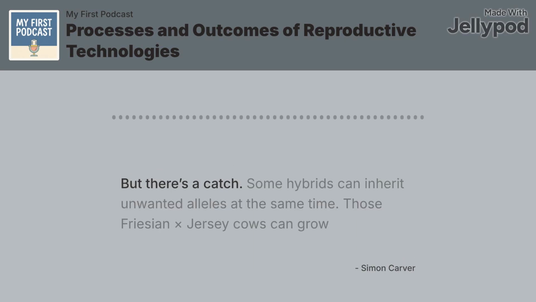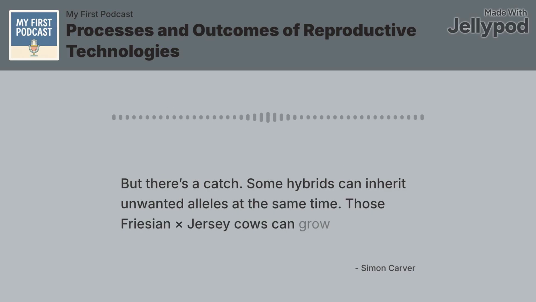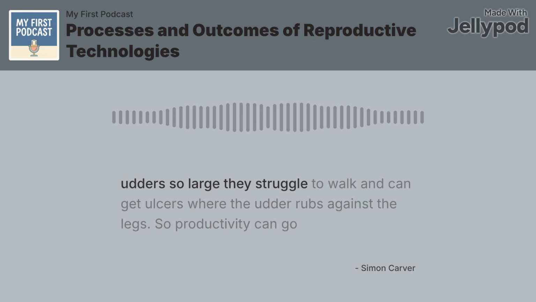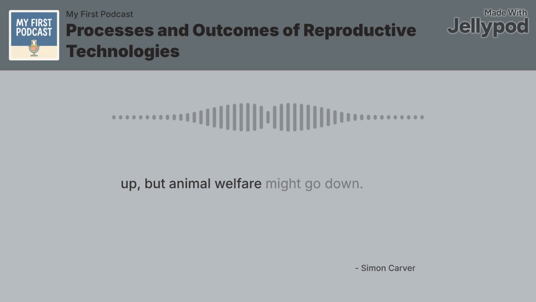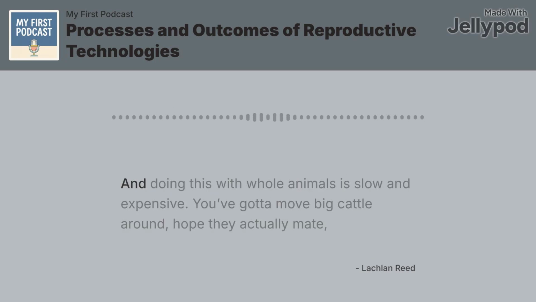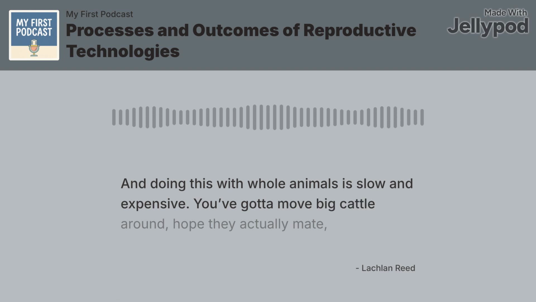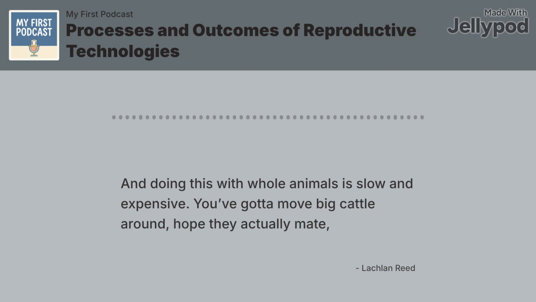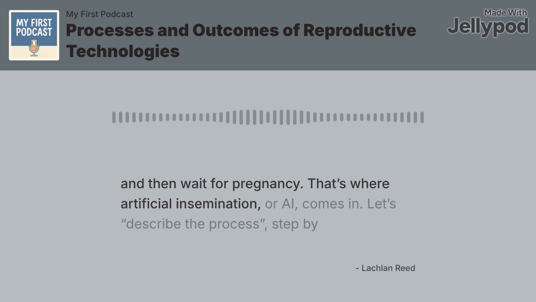But there's a catch. Some hybrids can inherit unwanted alleles at the same time. Those Frisian times Jersey cows can grow udders so large they struggle to walk and can get ulcers where the udder rubs against the legs. So productivity can go up, but animal welfare might go down. And doing this with whole animals is slow and expensive. You've got to move big cattle around, hope they actually mate, and then wait for pregnancy. That's where artificial insemination, or AI, comes in.